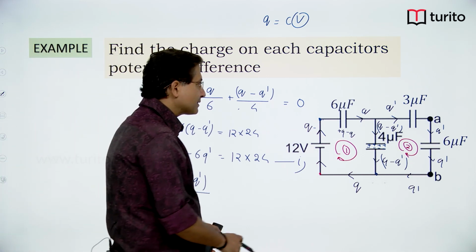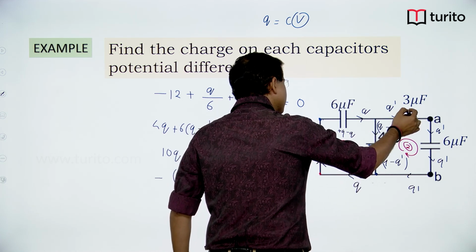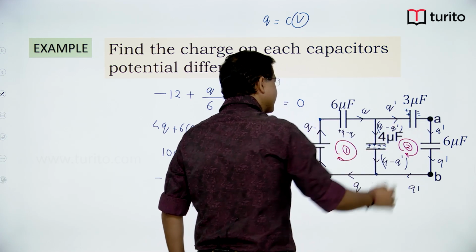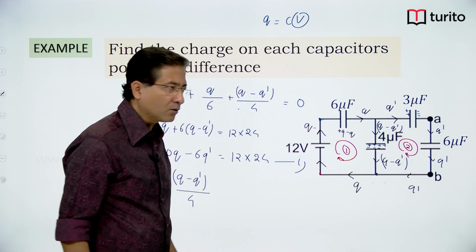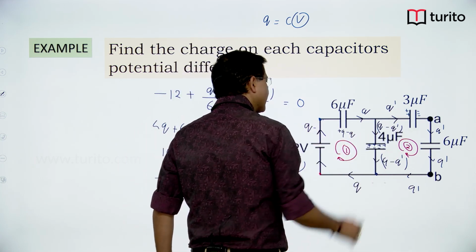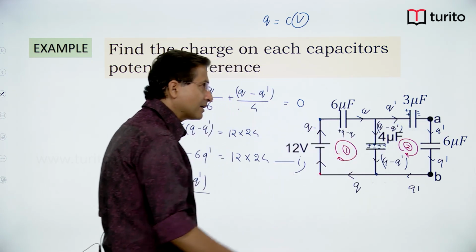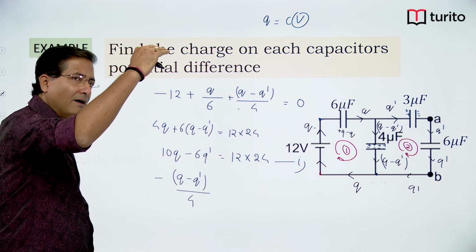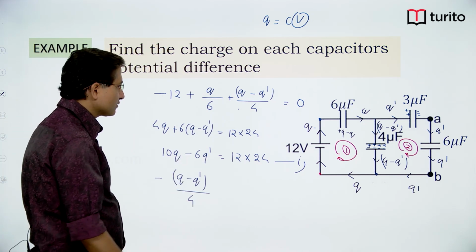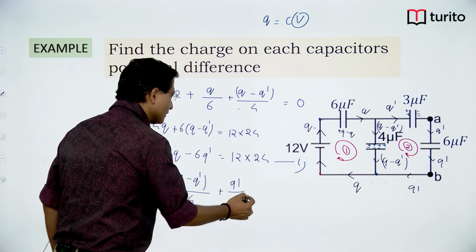Now as I pass through this capacitor, charge is given to this plate, this will be the positively charged plate, and this will be the negatively charged plate. There is less space, that is why I am drawing the charges outside, but actually these charges are inside. So I am moving from positive towards negative, from higher potential to lower potential, a decrement. Decrement is taken with a positive sign. So what do I write? Plus q dash divided by 3.